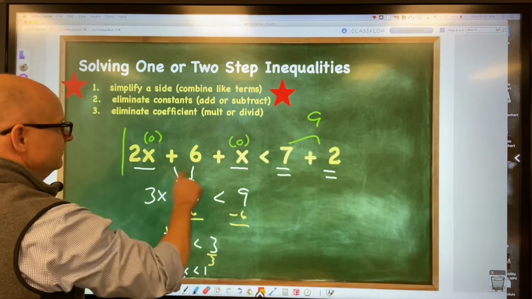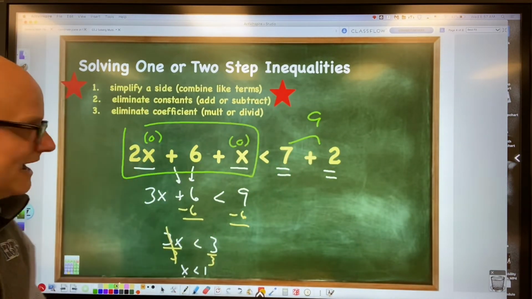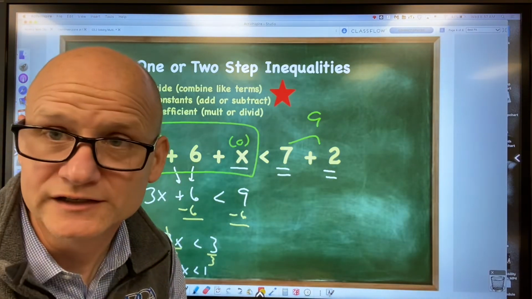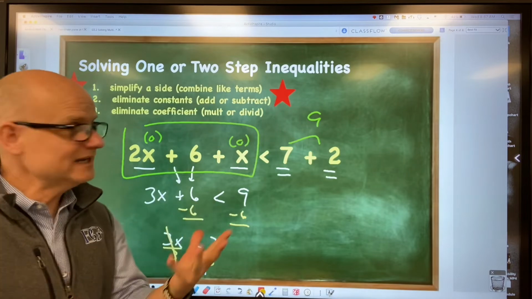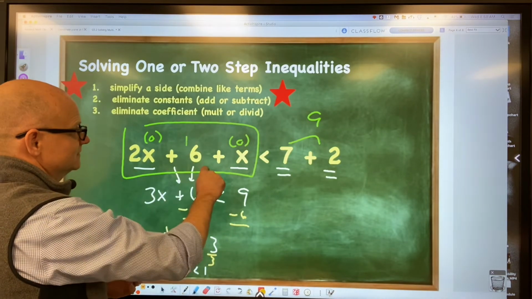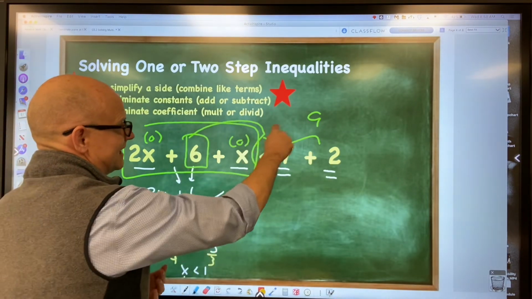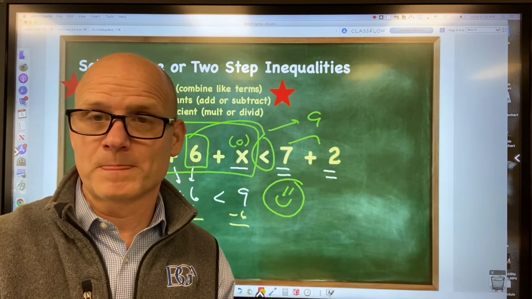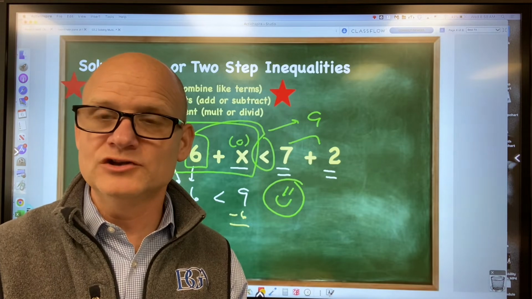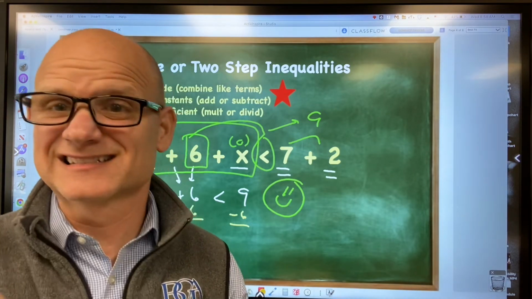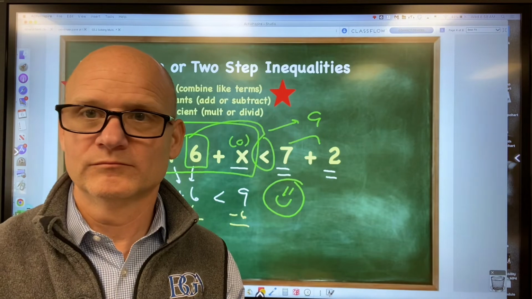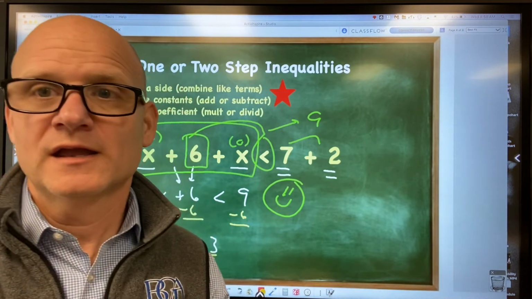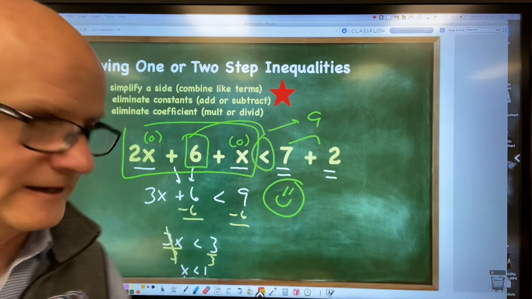So is all of this less than 9? Well, yeah, because you got 2 times 0, 0, plus 6, 6, plus 0, we get 6. We have 6 over here. Is that less than 9? And the answer is yes. So you still can verify. When you solve these inequalities, if your answer says x is less than 5, okay, well, pick a simple number. I would always use 0 or 1, okay? And then plug it in and just see if that statement's true or not.